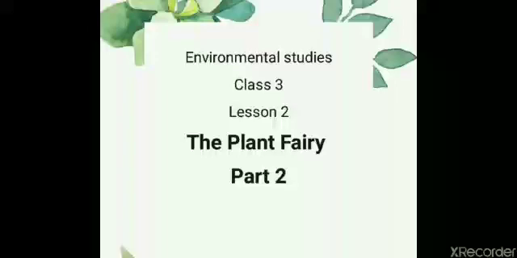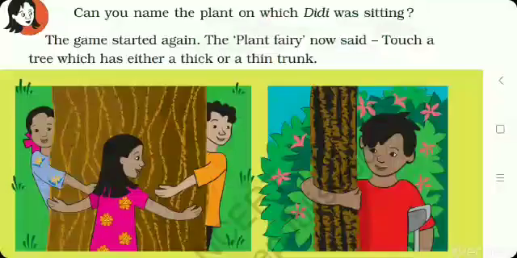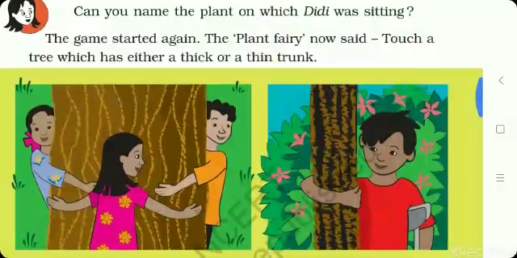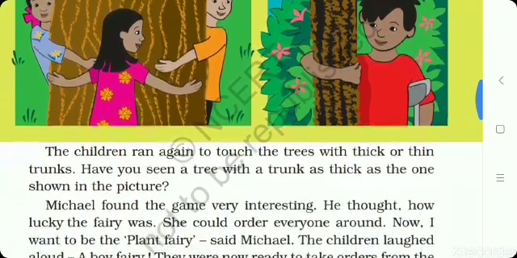Now come to the chapter. Do you remember the plant on which Didi was sitting? Yes? Okay, that was grass. The game started again. The plant fairy now said, touch a tree which has either a thick or a thin trunk. The children ran again to touch the tree with thick or thin trunks. Have you seen a tree with a trunk as thick as the one shown in the picture?